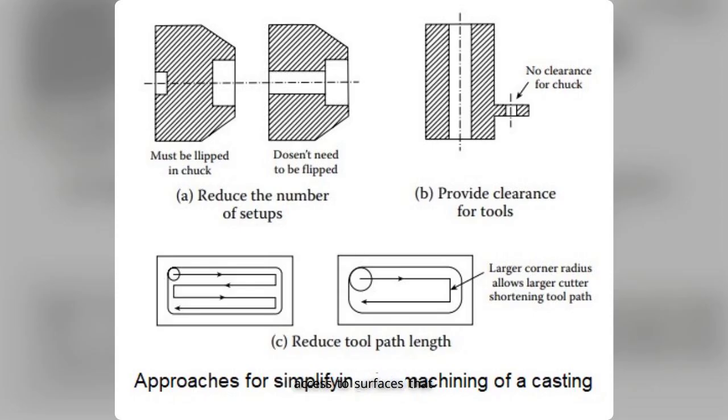Ensure access to surfaces that are to be machined, provide clearance for tools, specify features such as fillet radii that allow shorter toolpath lengths, use standardized features, avoid non-standard features, and avoid sharp angles, edges, and corners.